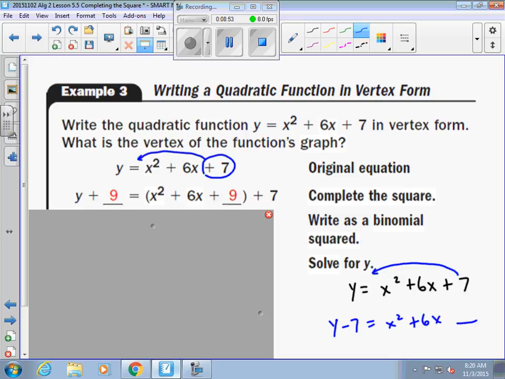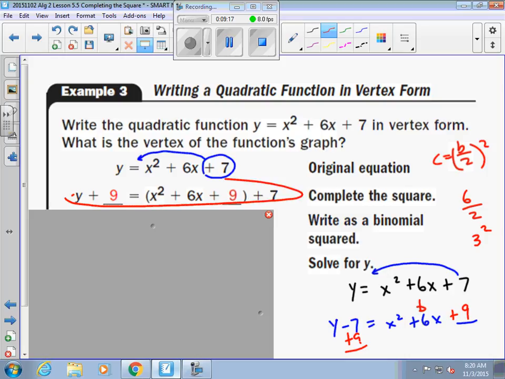So we want to find our new value of c. Remember what c is. C is b divided by 2 squared. B's value is 6 in this case. Divided by 2 is 3. And 3 squared is positive 9. Remember, if you add 9 to the right, though, you got to add 9 to the left. And you can see that's what they have on this step right here. Complete the square, they got plus 9 in there for you.